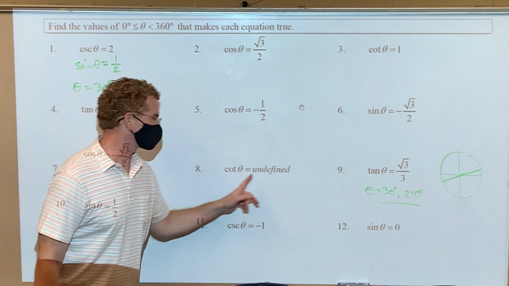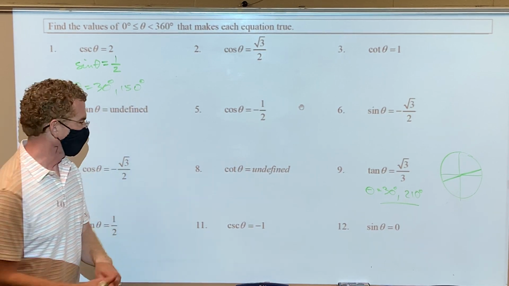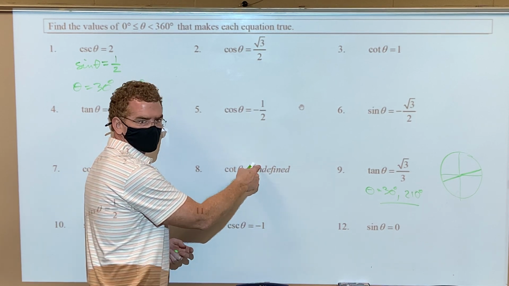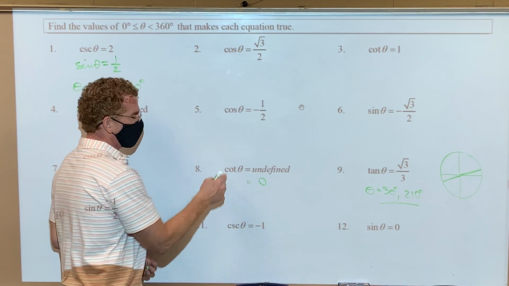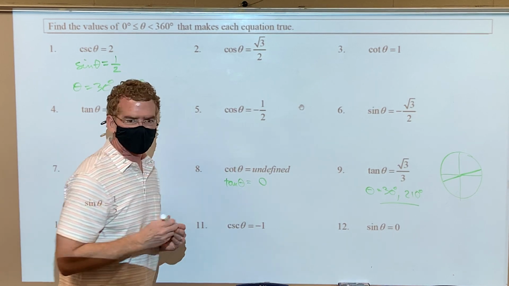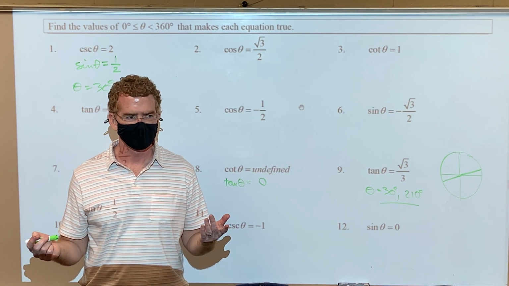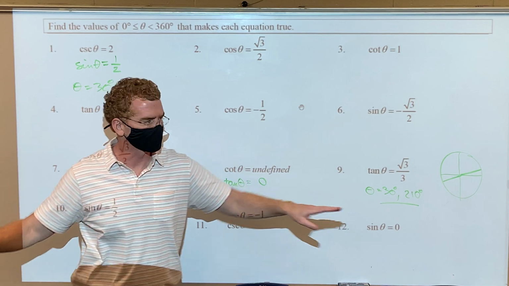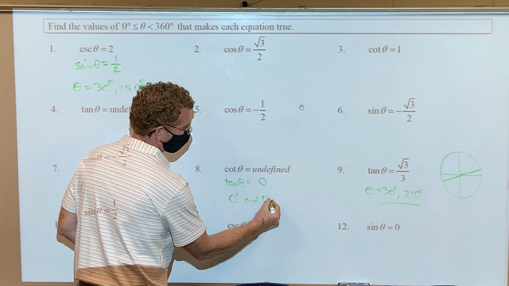How about this? Where's cotangent undefined? Well, I'm not a big fan of cotangent, but I do like tangent. Cotangent undefined, couldn't I take the reciprocal of both sides and get undefined reciprocal is 0? Not really, but work with me, right? Reciprocal of cotangent is tangent. And where did we memorize that tangents were 0? Side to side. Undefined up and down, side to side 0. So, where would these angles be? 0 and 180.